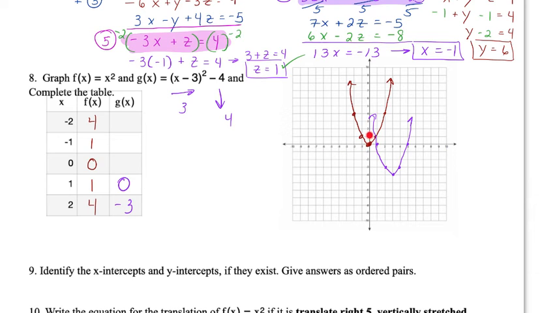I don't have it when x is 0, okay? But I can still figure out these things either by substitution or just trying to mentally move my x and figure out my y. Let's just go ahead and do substitution. Let's find the g of 0, this one right here. 0 minus 3 squared minus 4 is -3 squared minus 4 is 9 minus 4 is 5.